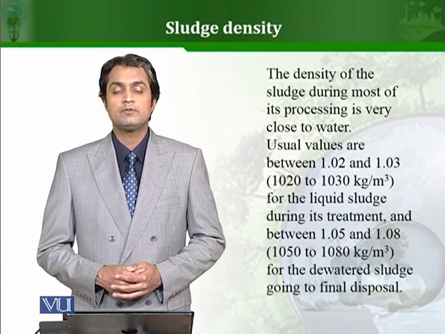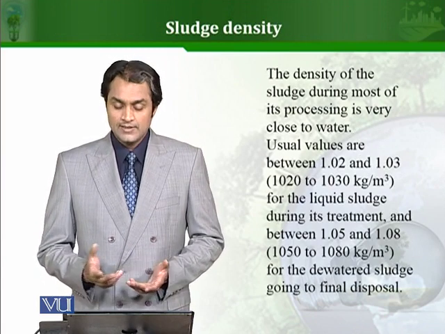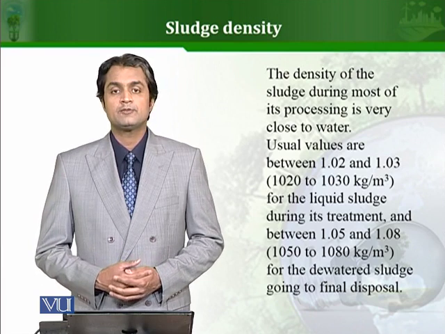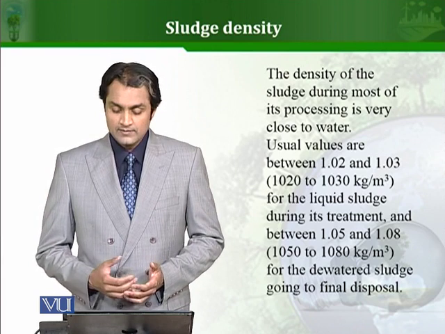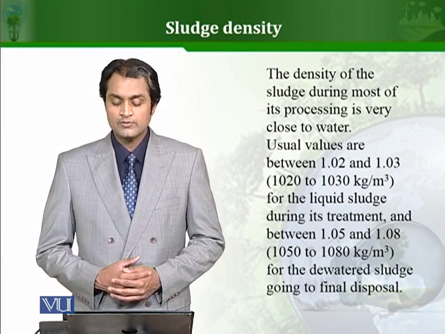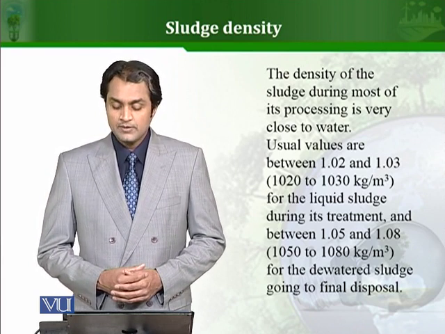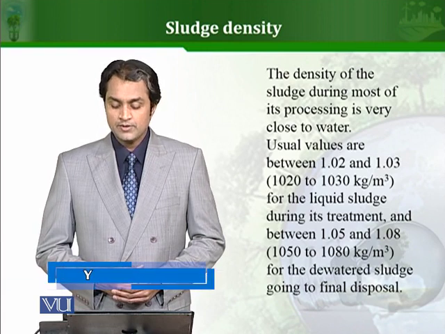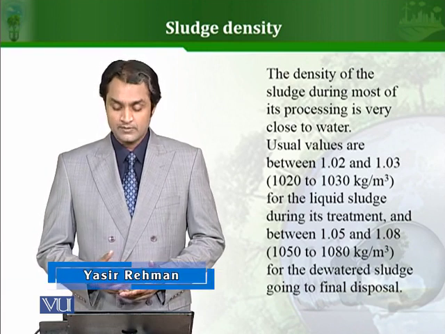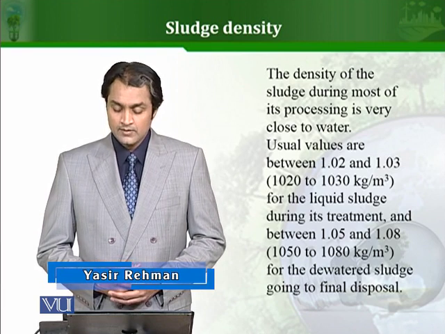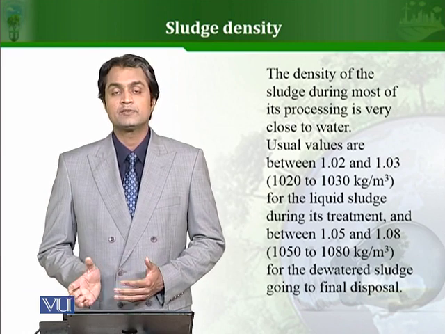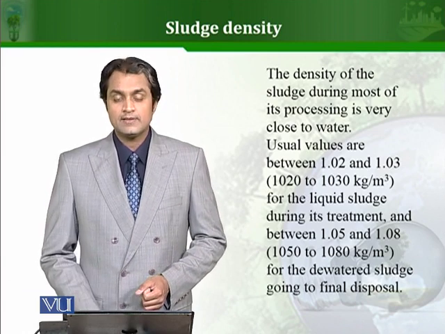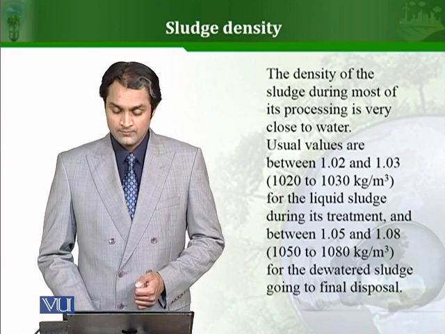So first of all, we'll talk about sludge density. As we discussed in our previous lessons as well, most of the sludge is composed of water. So the sludge density is almost identical and very close to water. Usual values are between 1.02 and 1.03 for the liquid sludge during its treatment, and between 1.05 and 1.08 for the dewatered sludge, which is going to the final disposal site. So you can see here the density is very close to water.